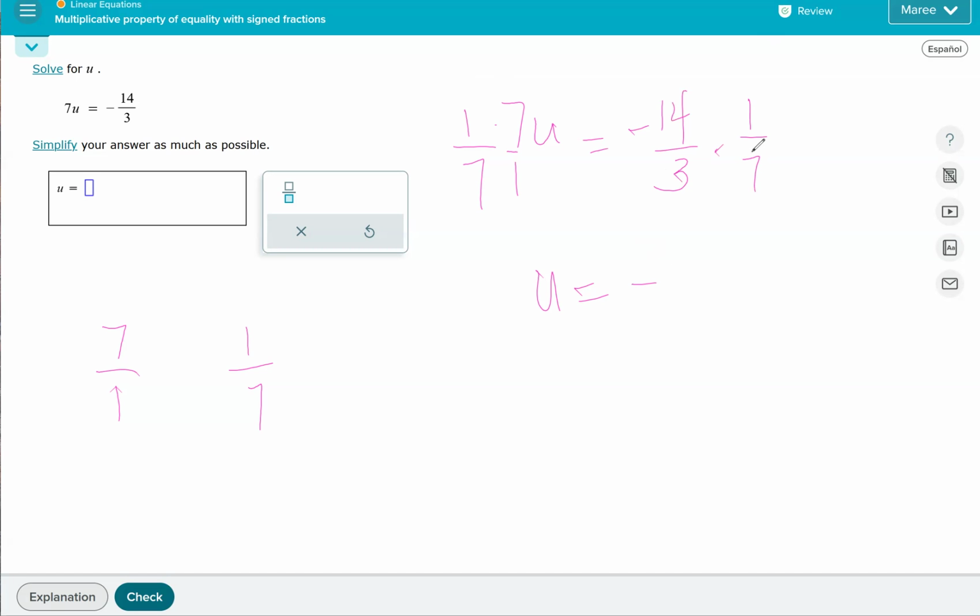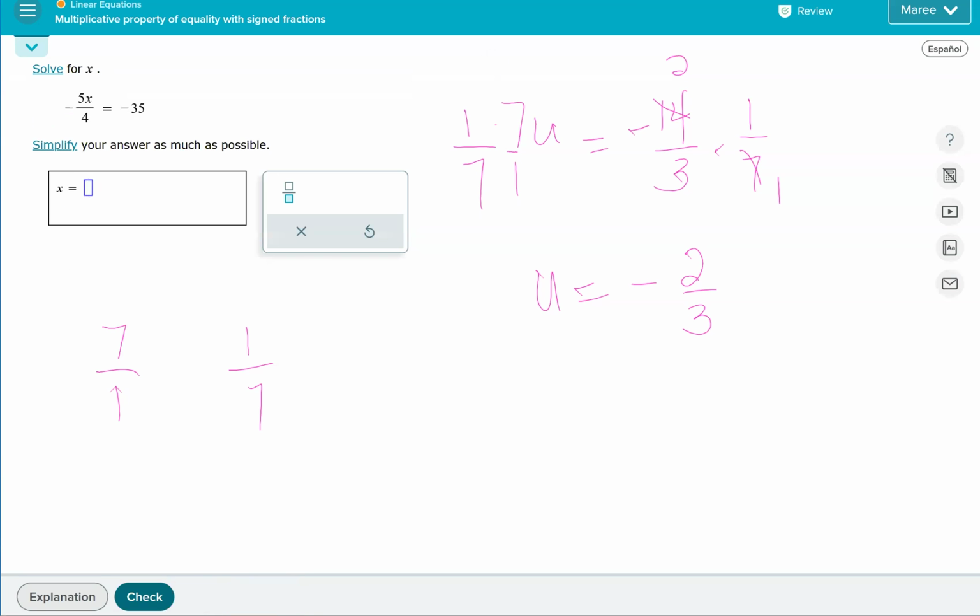And if you can cancel, I would do it. 7 goes into itself once and into 14, 2. And 2 times 1 is 2, and 3 times 1 is 3. So the answer is negative 2/3. So put a negative, our fraction symbol, 2/3.